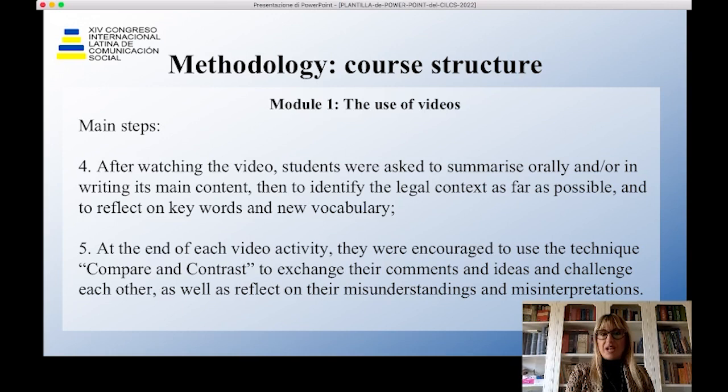The fifth step consisted in using a technique called the compare and contrast technique to exchange comments and ideas and challenge each other, as well as to reflect on their misunderstandings, vocabulary and language mistakes, and misinterpretations of the context. So they were encouraged to do that through the compare and contrast technique.